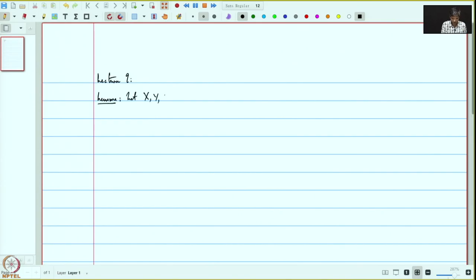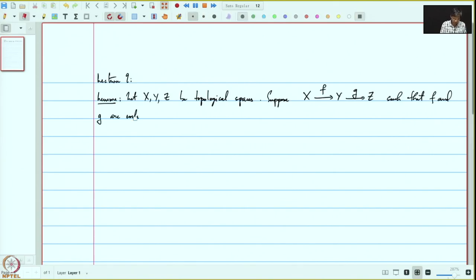Let X, Y, and Z be topological spaces, and suppose we are given maps from X to Y, this is F, and G from Y to Z, such that F and G are continuous. Then the assertion of the lemma is G compose F is continuous. And the proof is obvious and is left as an exercise.